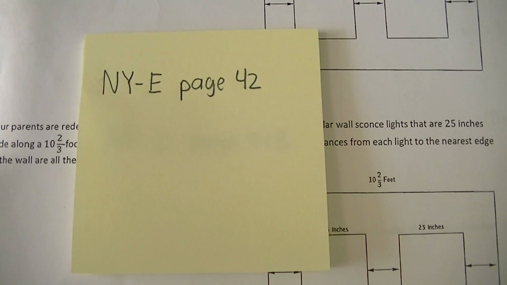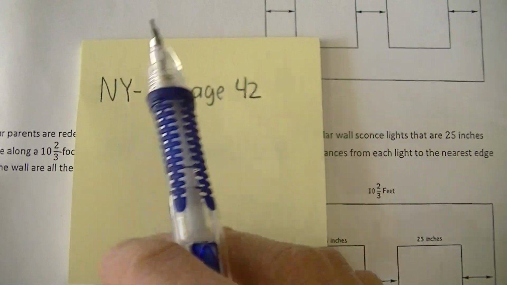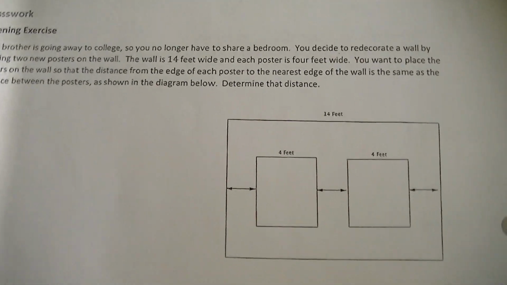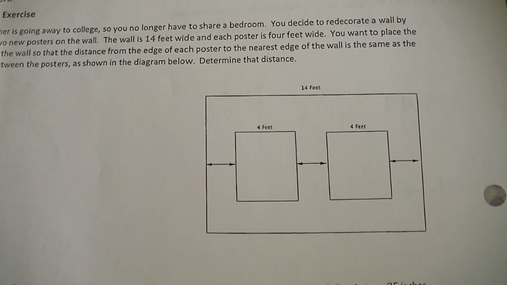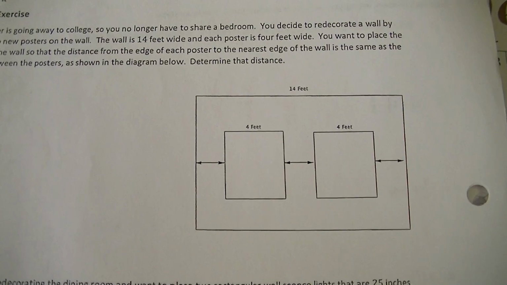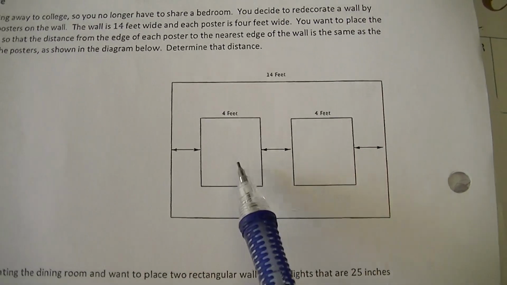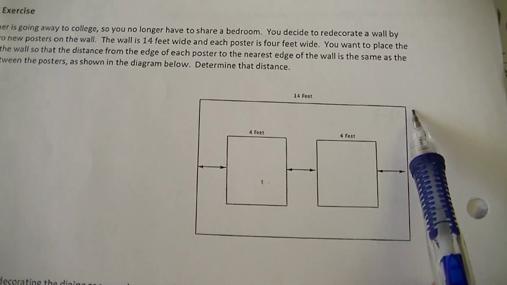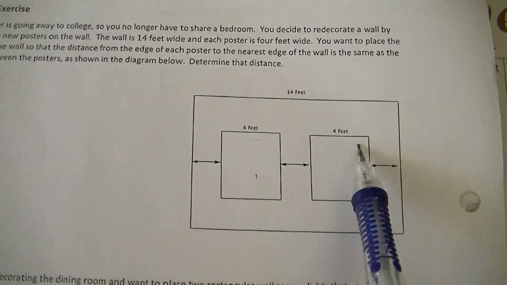I'm going to show you how to complete the problem from your math book from page 42. Here's what it looks like. Okay, so your brother is going away to college, so you no longer have to share a bedroom. You decide to redecorate a wall by hanging 2 new posters on the wall. There's the posters. The wall is 14 feet wide, and each poster is 4 feet wide.